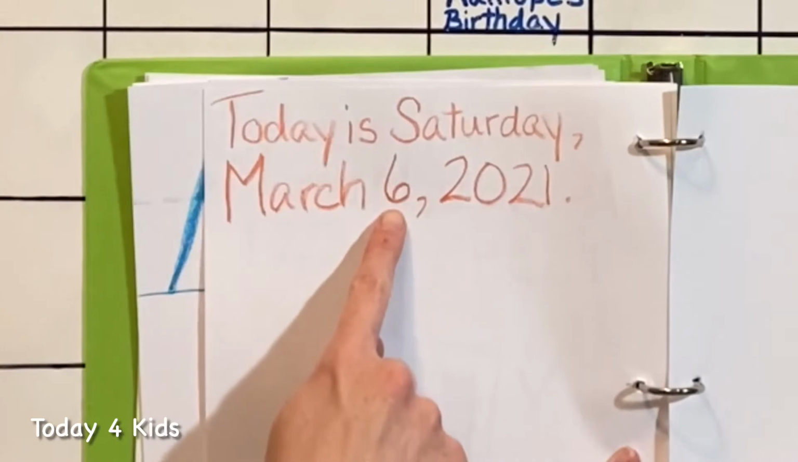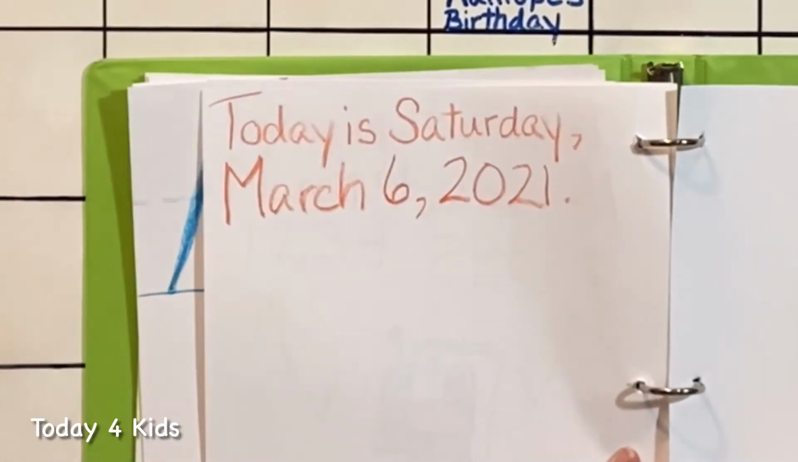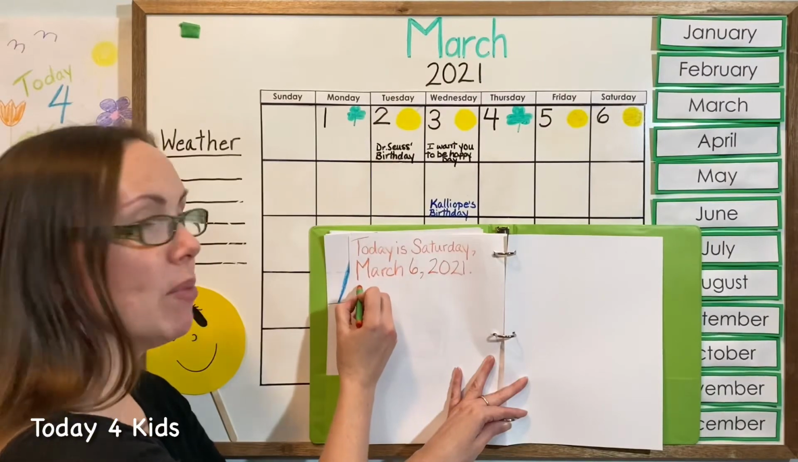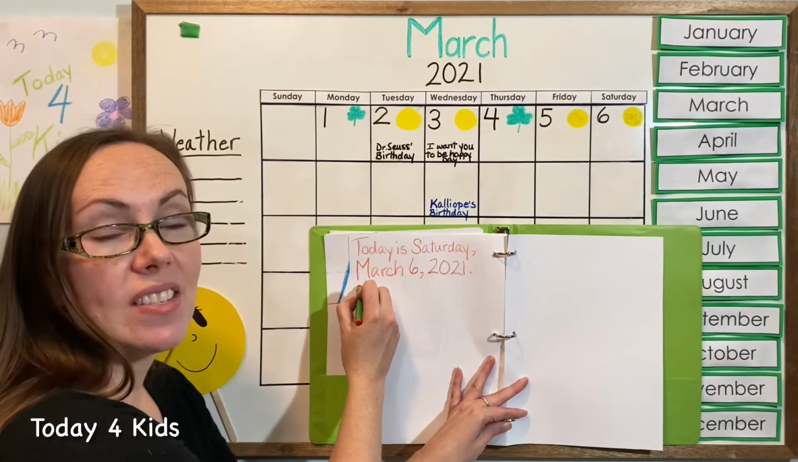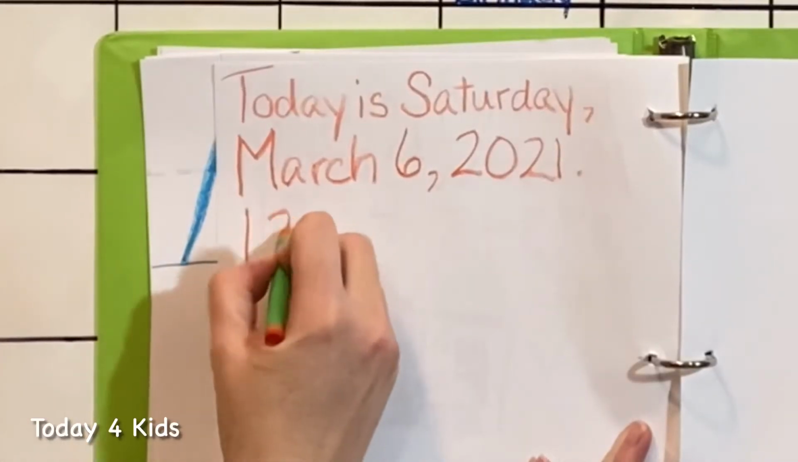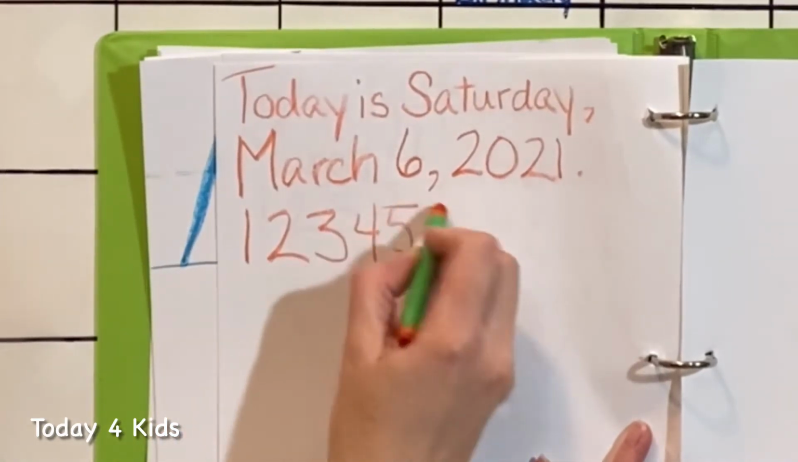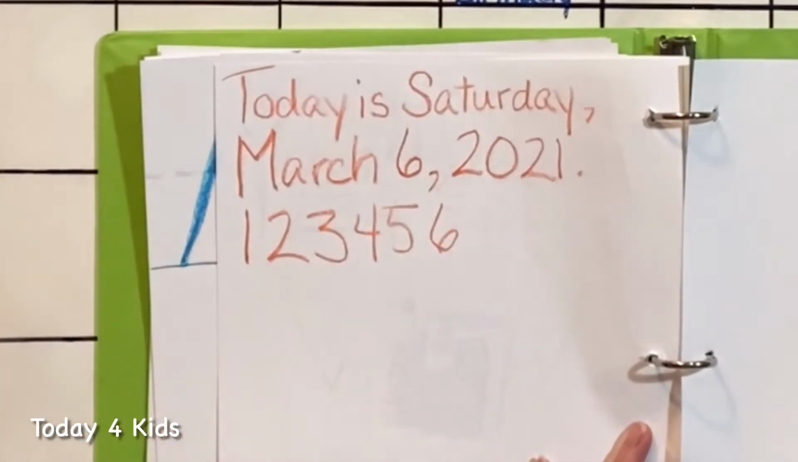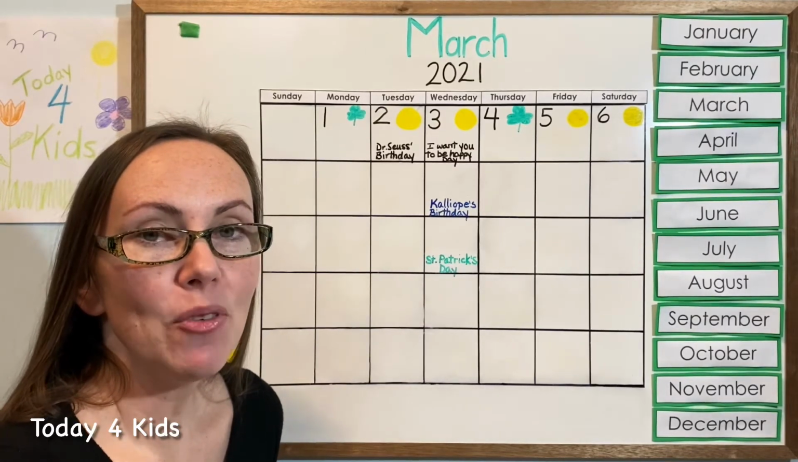Next, I'm going to practice all of my numbers up to the number 6. I want to practice my numbers every day so I get really good at them. You can practice on your paper, or you can practice in the air with your finger. Or if you want, you just say them along with me as we go. Are you ready? 1, 2, 3, 4, 5, 6. Good job.